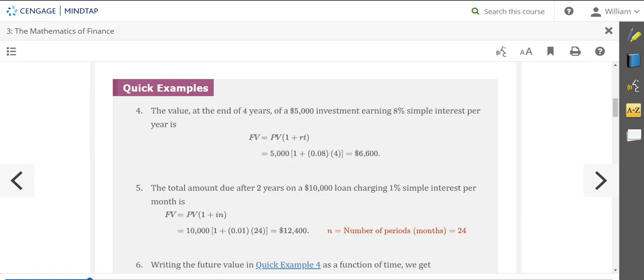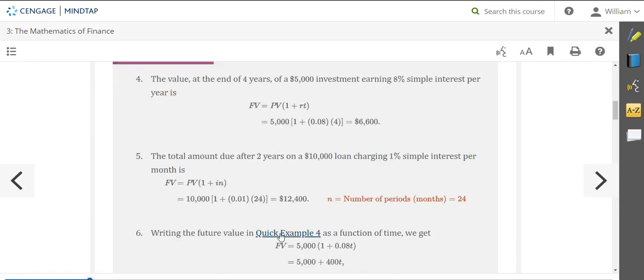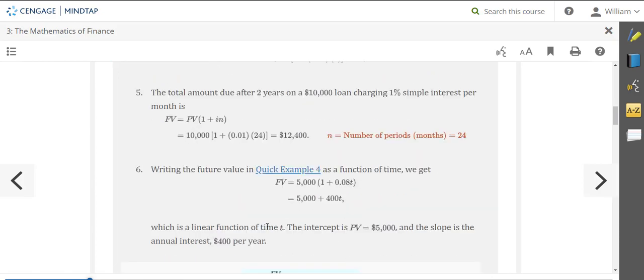We get that. You can go back to this example, and instead of saying specifically for 4 years, you could leave everything else the same, but you could just put T there. So you get this, or you get this. So now we're thinking of the future value as a function of the time, or how it depends on the time, which is a linear function of time. We recognize this as linear.